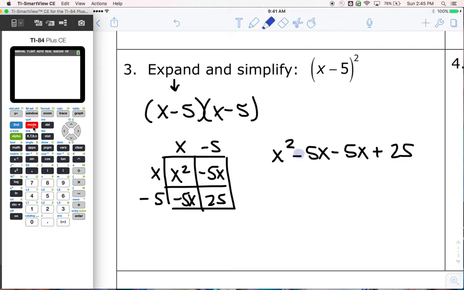To finish my answer, I will combine like terms, which I do have this time. And I'm going to get x squared minus 10x plus 25.